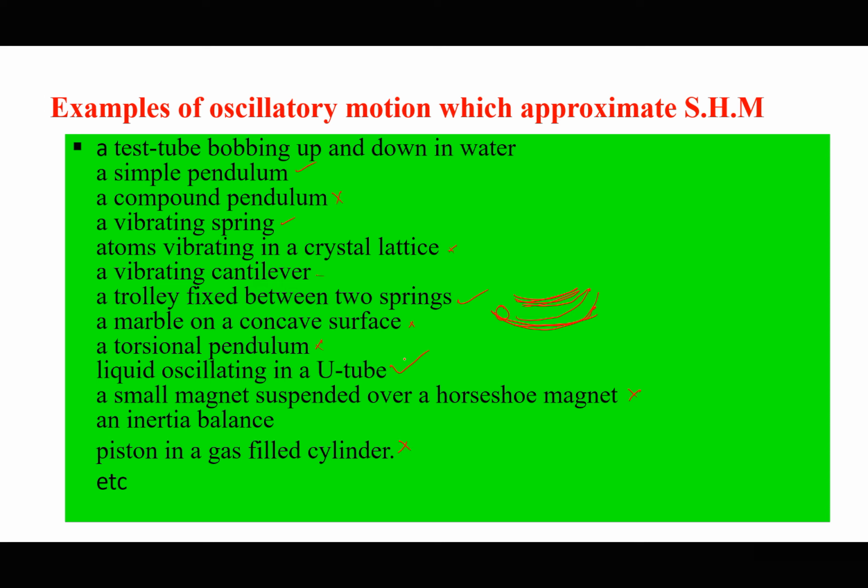So let's try to explore at least some of these, at least 5 or 4 of these examples. And by the end of it all, we shall be able to understand what we are really talking about when we talk about examples of oscillatory motion which approximates simple harmonic motion. So these are some of the examples of such motions. By the way, an inertial balance really approximates simple harmonic motion very well. Okay, let's begin with the first one. Maybe let it be the simple pendulum.